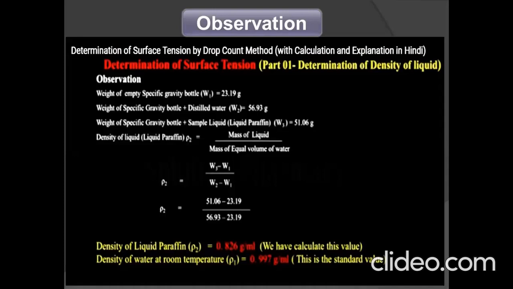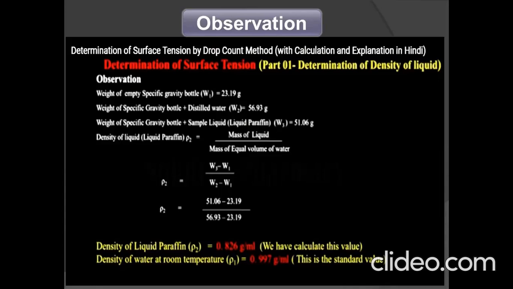First, you have to take an empty specific gravity bottle and take the weight of it. The weight of this empty specific gravity bottle is denoted by W1. Here I have taken an example where the weight of the specific gravity bottle is 23.19.